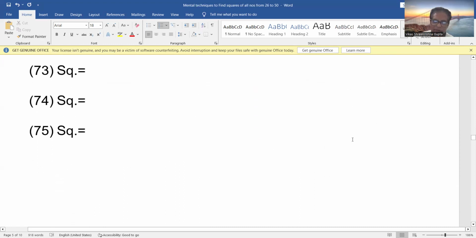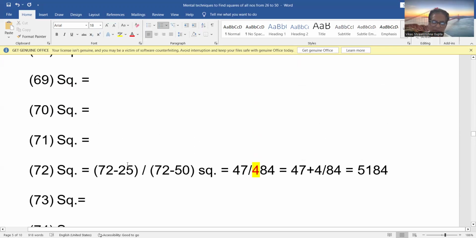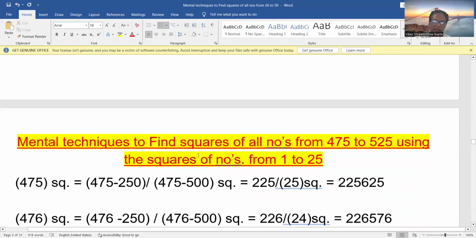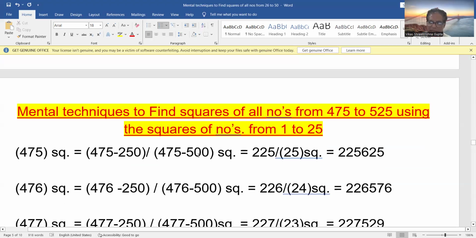In the same way, you can find the squares of all the numbers from 51 to 75. Remember, the first number to be subtracted is 25 and the next number to be subtracted is 50, and then you find the square, this for the right part and this for the left. Now, if you have to find the square of all the numbers from 475 to 525, the technique is exactly the same. The only difference is now you're subtracting 250 and not 25, and 500 and not 50, because now this is a 3-digit number.